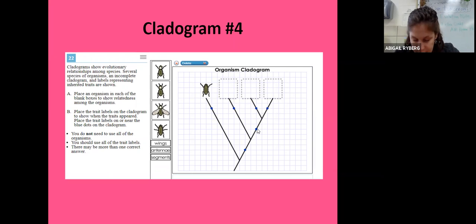And then the third trait I put here was wing. Actually, it can be on either one of these. And that's one of the pieces of more than one correct answer. So one of the top here must be wings, and only one organism has wings. So whichever phylogenetic branch you choose to put wings, it needs to have the critter here with wings.